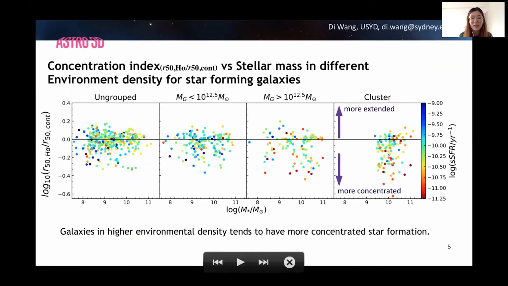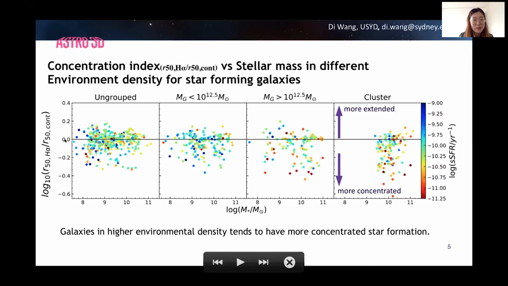Then let's compare where the quenching is happening. This plot shows the concentration index as a function of stellar mass in different environmental densities, color-coded by the specific star formation rate. From left to right are the ungrouped galaxies, galaxies in low halo mass groups, high halo mass groups, and clusters. For the y-axis, I'm using the log scale.